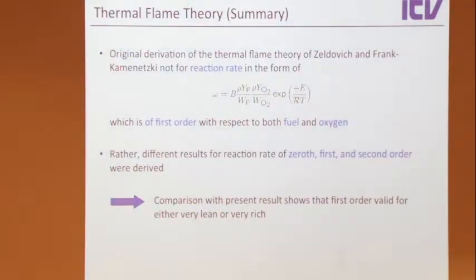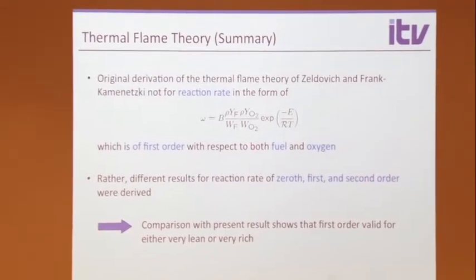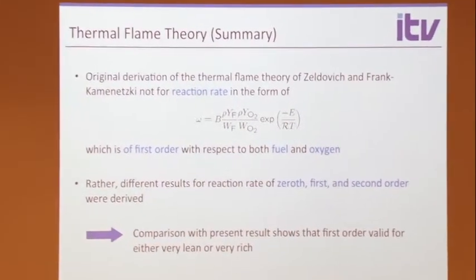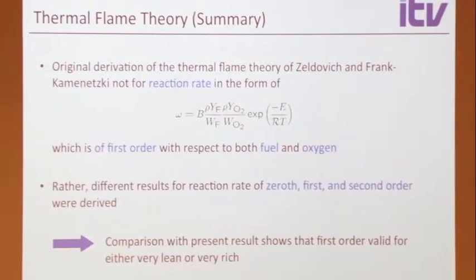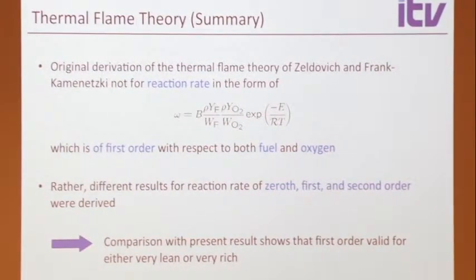What's interesting here is that the original derivation was a little different. It was just assuming first order with respect to fuel and oxygen. So this here is first order in fuel and first order in oxygen. The original derivation was done for, and what you see here, it doesn't matter if it's oxygen or fuel, basically it's a T squared. Okay?